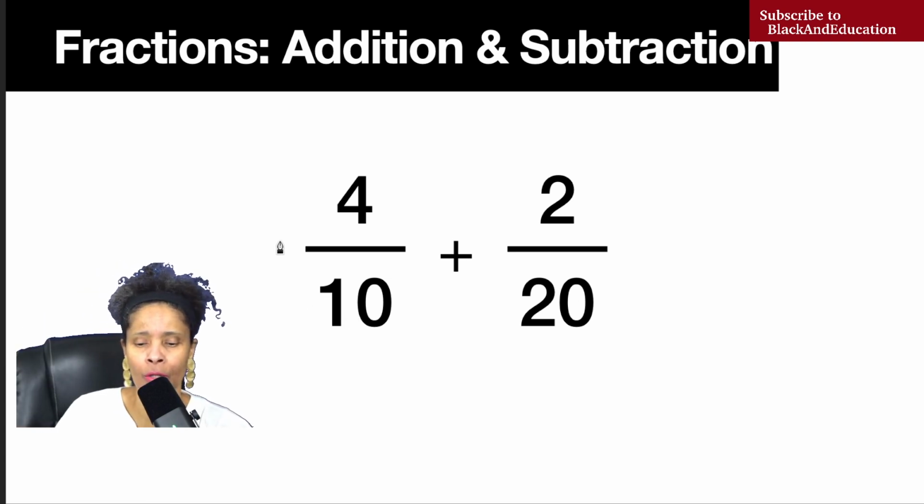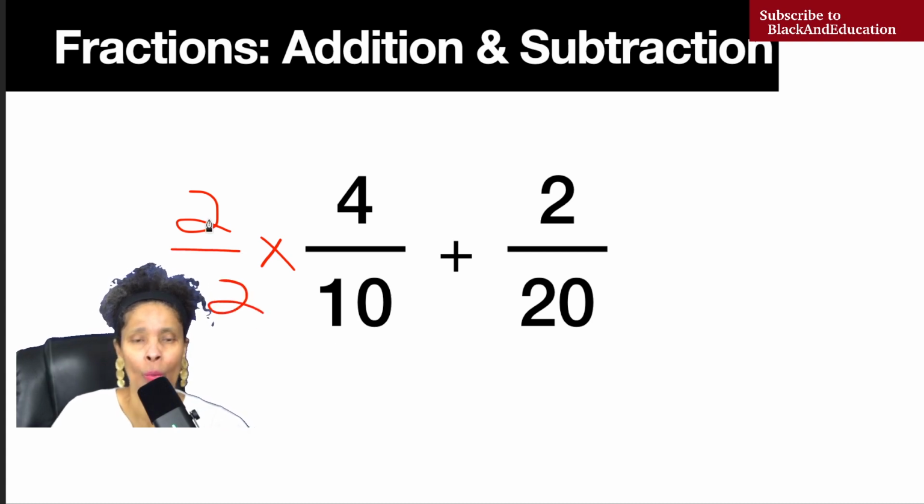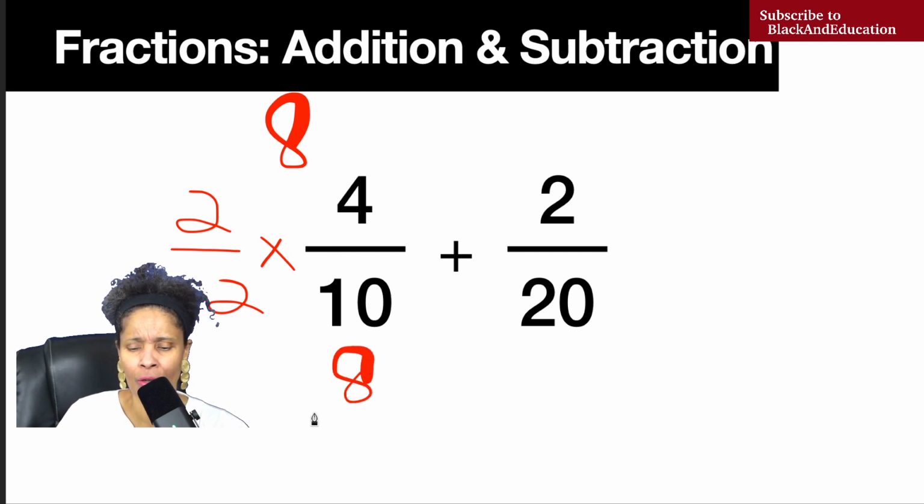on the bottom. And in order to do that, whatever I do to the bottom, I have to do to the top. So I'm going to multiply the top, the numerator, by 2 and the bottom by 2, so I can get 20 on the bottom. When I multiply the numerator, 2 times 4, that's going to give me 8, right? So let me just rewrite this problem and show you what it's going to look like. It's going to give me 8 over 20.